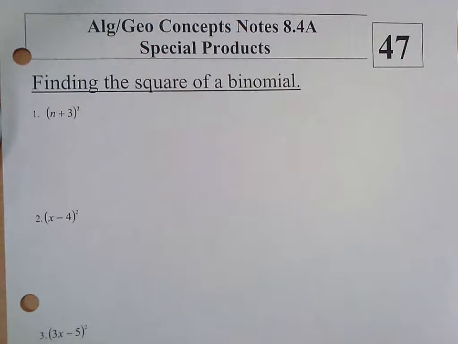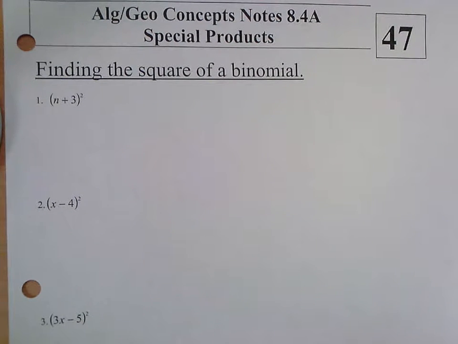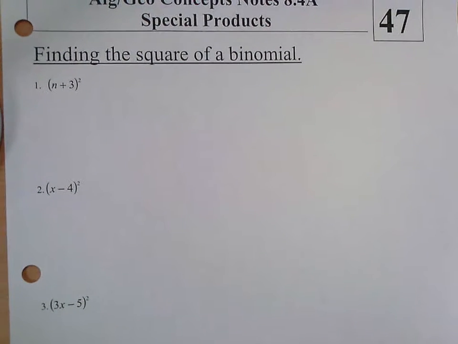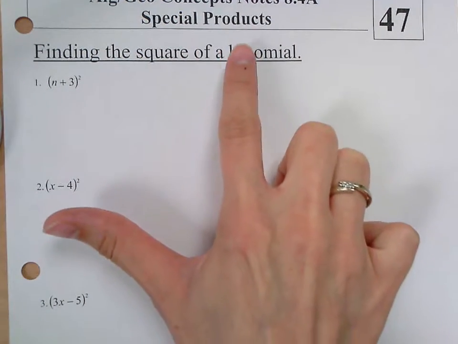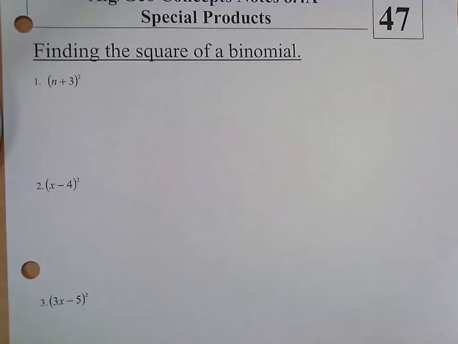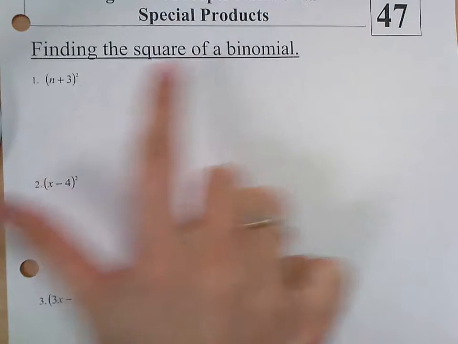But today is focusing on special products, so still multiplying. You still want to be able to multiply polynomials. That's been the goal the past few days, multiplying polynomials, but these ones are special products. I'll explain as we go through each type what's special about them, and part of it is the way they're written. So this says finding the square of a binomial.